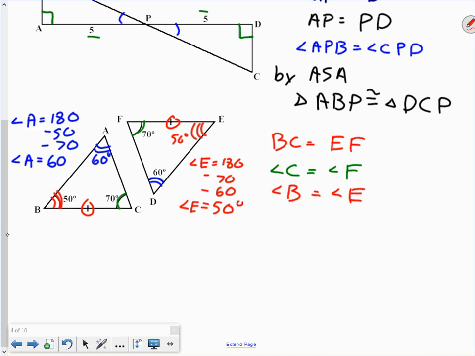So now we know two angles and the side that's in between them. So we can say by angle, side, angle, triangle ABC is congruent to triangle. What matches up to the A? DEF. Matching A to D, B to E, and C to F.